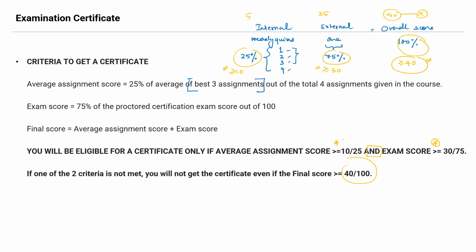So if you have not completed your quizzes, I would suggest that please be a little active and try to complete it as soon as possible. See, it's written. If one of the two criteria is not met, you will not get the certificate even if the final score is greater than 40.